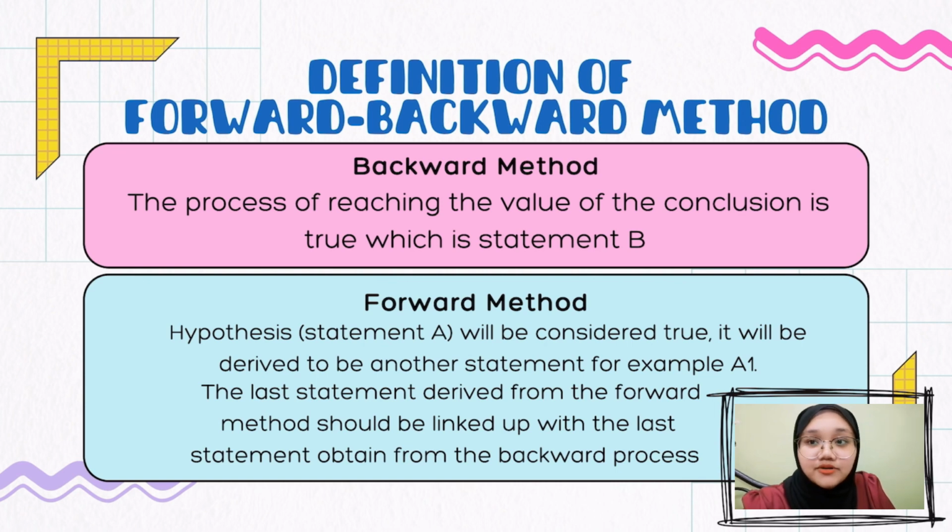So now I am going to explain the definition of the forward-backward method. The backward method is a process of reaching the value of the conclusion being true, which is statement B. And the forward method is where the hypothesis, which is statement A, will be considered true. It will be derived to be another statement, for example, A1. The last statement derived from the forward method should be linked up with the last statement obtained from the backward method.